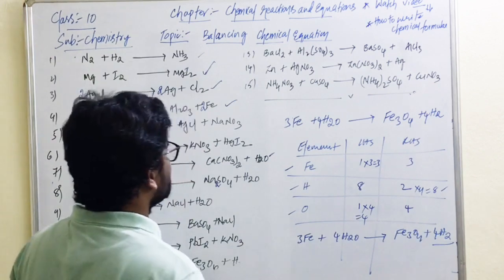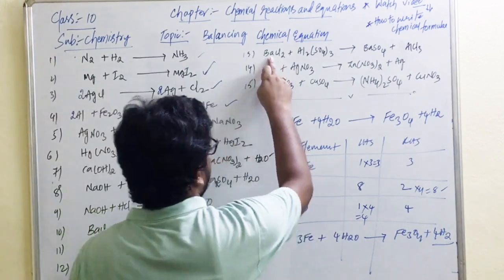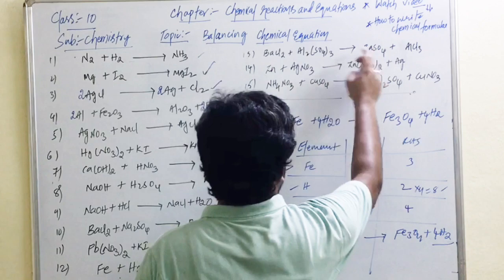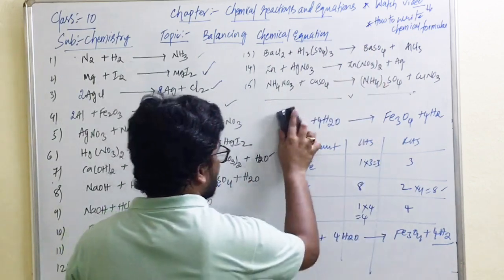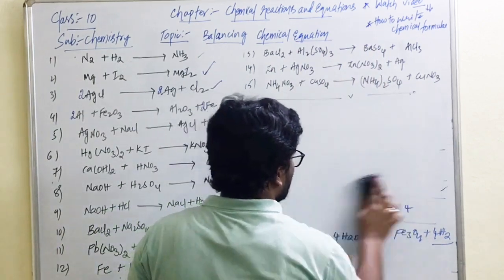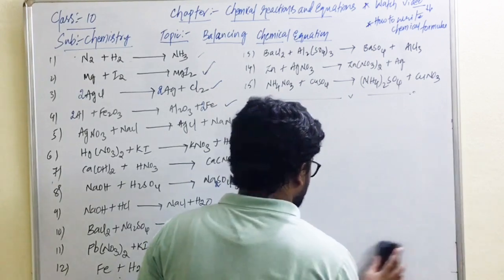Okay, now the last one, very simple. BaCl2 plus Al2(SO4)3, again it's a complex one. Let us try to write it here. So I hope balancing chemical equations is very easy for you, right?